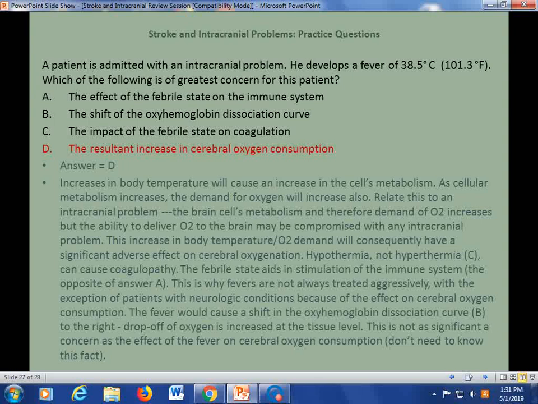So it increases the metabolic rate of the brain cell. And when the metabolic rate of any cell is increased, that means that cell requires a lot more oxygen to work well. And when you have any kind of intracranial problem, there is a difficulty getting the oxygenated blood up into the head, or there can be a problem even if the ICP is not elevated. There's always a concern that you're not perfusing the brain well enough.